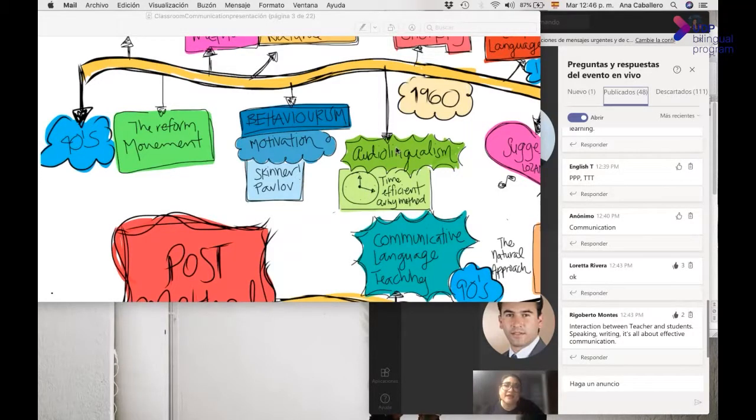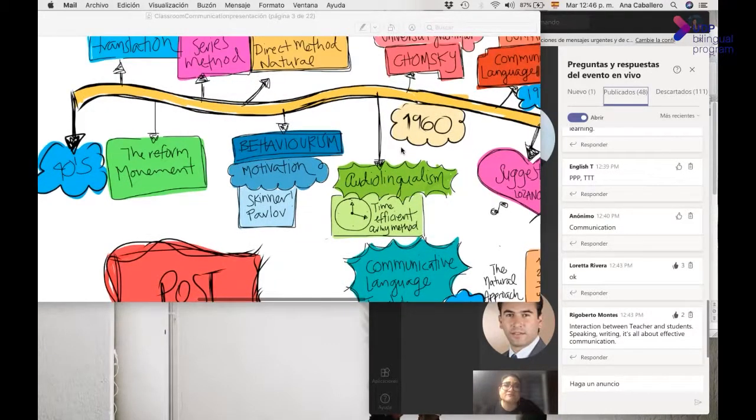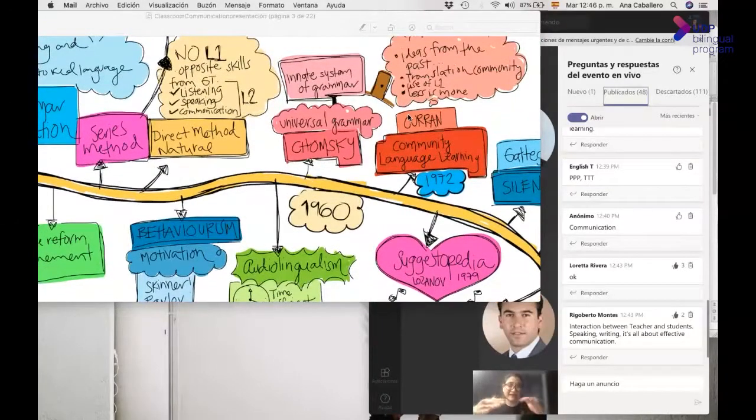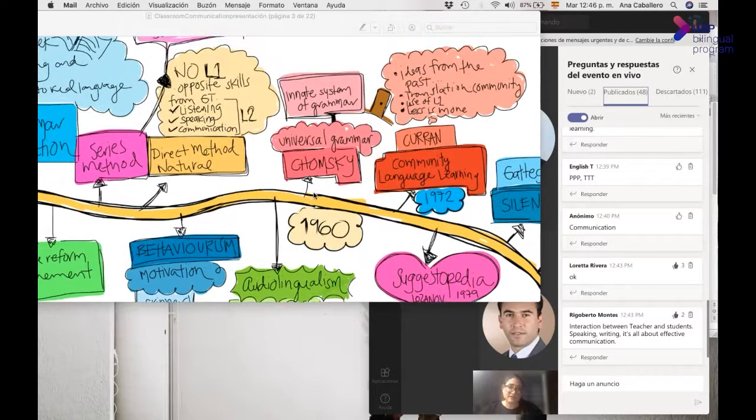Then, in 1960 something, now I'm going to talk about some of the events that overlap over history. There's a guy, Chomsky, he's pretty famous, and he developed this theory that is called universal grammar. What happens here? He says that if we can learn a language, I mean, our first language, we can easily learn another language by contrastive analysis.